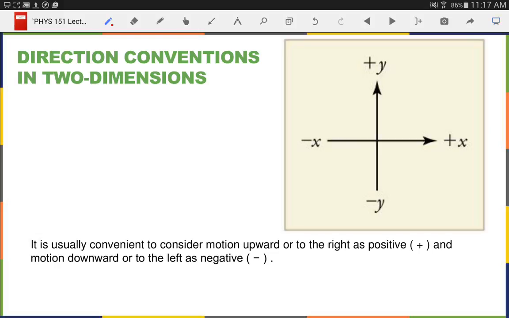And up, the key here is up is considered positive, and down is considered negative by our conventions. Right was considered positive, and left is considered negative by our conventions. So just to make sure when you look at numbers and you look at problems, you understand what the conventions are for interpreting x and y.